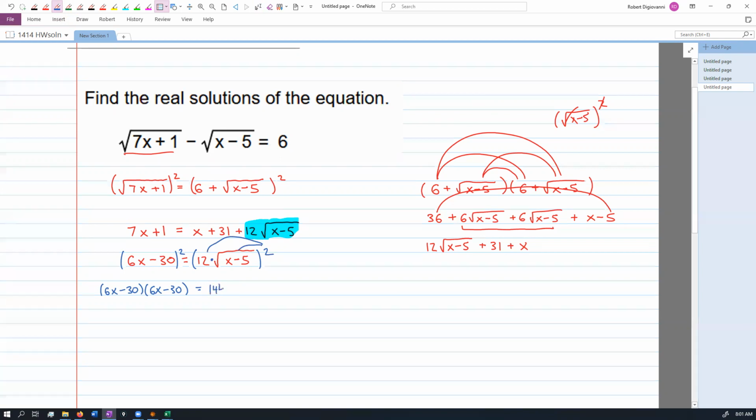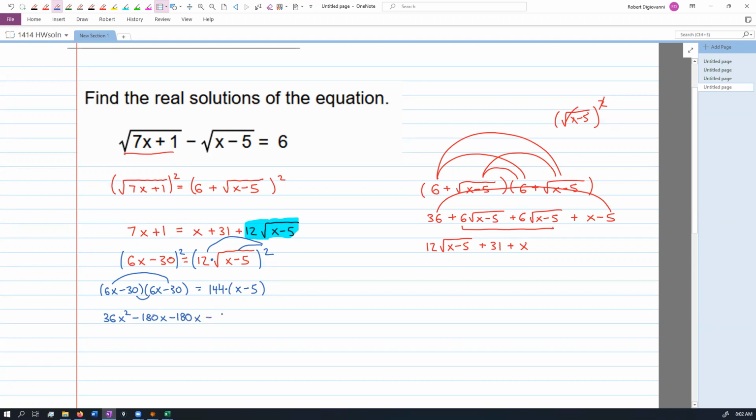So I square the 12, I get 144. And when I square that square root, I get x minus 5, but it's important to remember that that 144 is going to multiply times that. So I have to put that x minus 5 in parentheses. On the left side, I get 36x squared. This times this, that's negative 180x. The middle, I get negative 180x. These numbers are getting big.